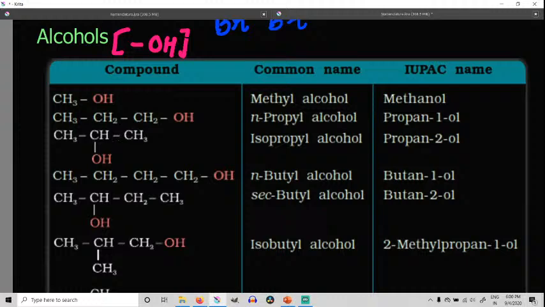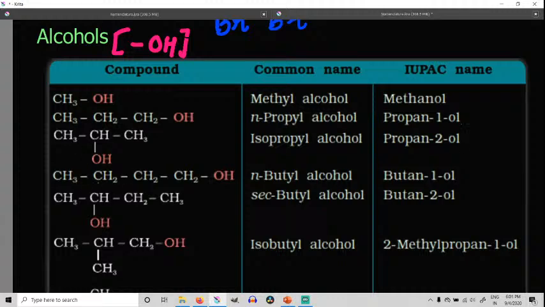then the IUPAC name will change, right? So if there are 3 carbon atoms, the root word will become prop, because it is from the alkane, so an should be there. So prop plus an plus ol. Why ol? Because alcohol is present. You can see alcohol is present, so the OH should be there, ol should be there. That's why propan-1-ol is the IUPAC name.